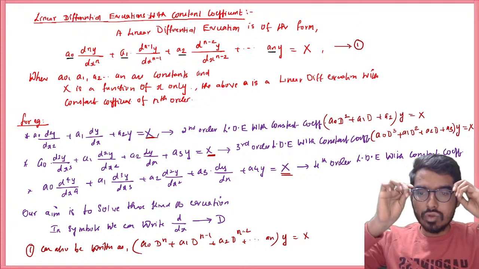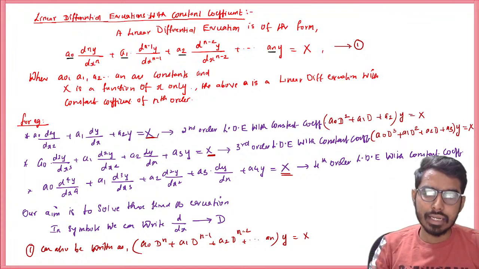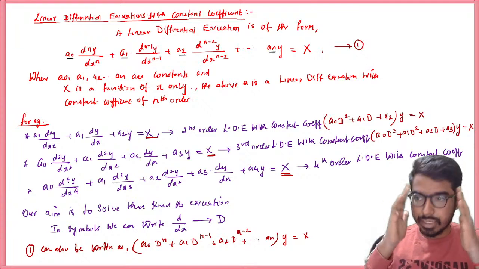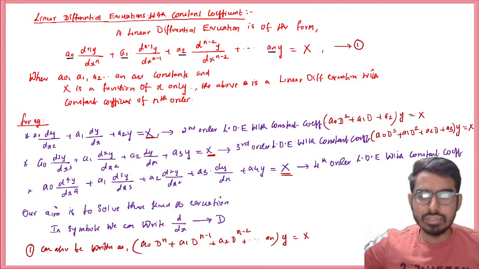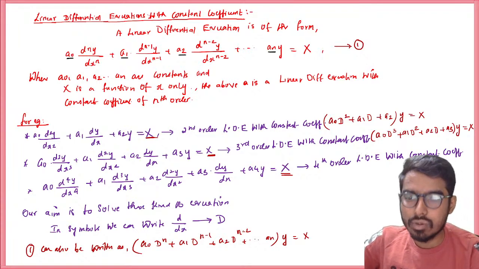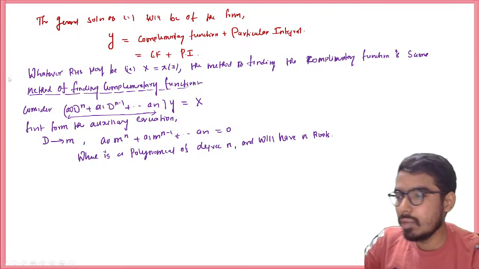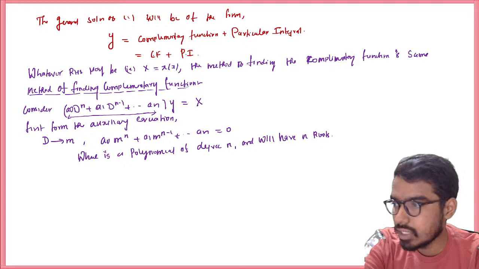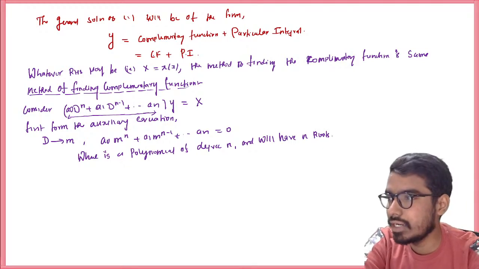From an exam point of view, you're going to get either second order, third order, or fourth order. If it is second order, you will have 2 roots. If it is third order, 3 roots. If it is fourth order, 4 roots, right? So depending upon the roots, we need to write the complementary function.